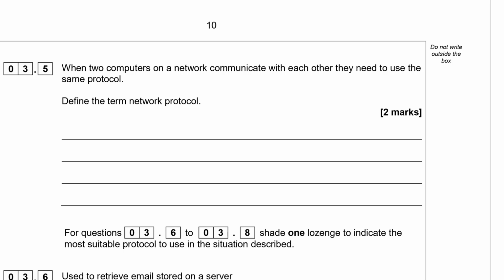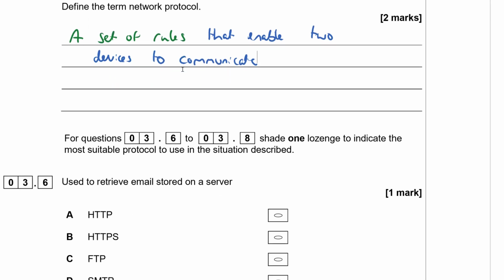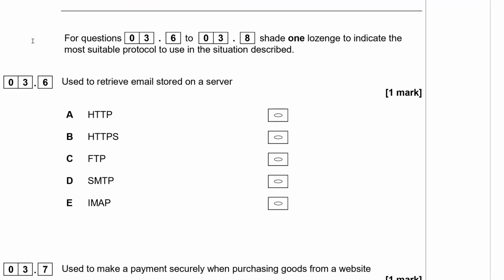For the next part, we are reminded that when 2 computers on a network communicate with each other, they need to use the same protocol. Define the term network protocol. Now, like the definition for algorithm in paper 1, this is a fixed answer you need to know because it comes up constantly. So a protocol is a set of rules, that gives you 1 mark, that enable 2 devices to communicate. Now, really, they kind of gave that last bit in the question, but that's the stock definition for protocols. Without a set of rules, how on earth would you have two separate devices by two separate companies ever communicate?